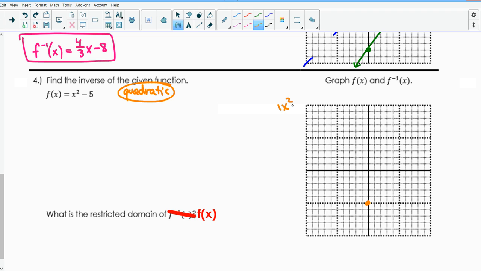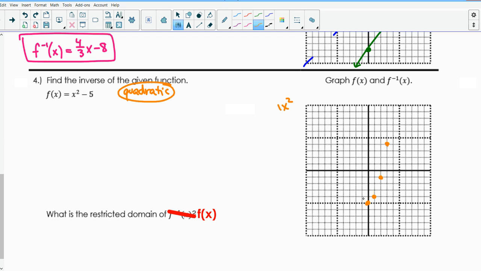Okay, so what that means is, remember, x is your movement left or right. So I will move left or right, square it and multiply by 1. The 1 doesn't matter. So if I move right 1, 1 squared is 1. If I move right 2, 2 squared is 4, so I go up 4. If I move right 3, 3 squared is 9. If I move right 4, 4 squared is 16, which doesn't fit.